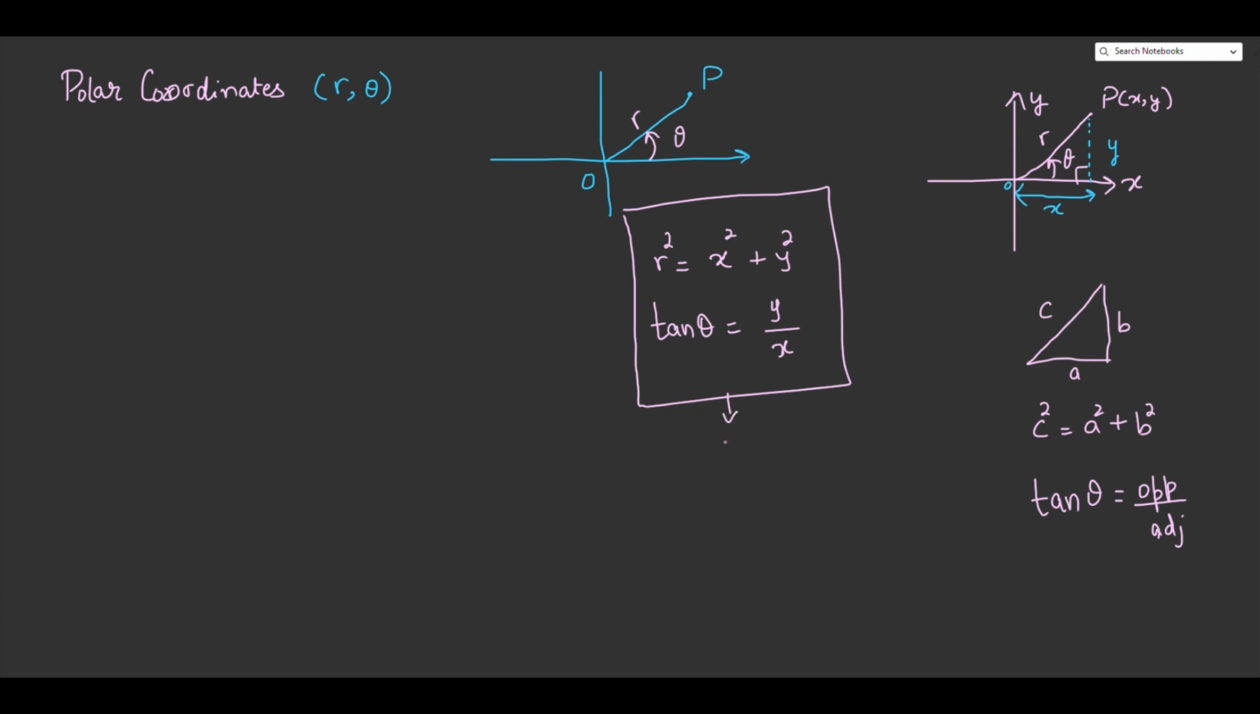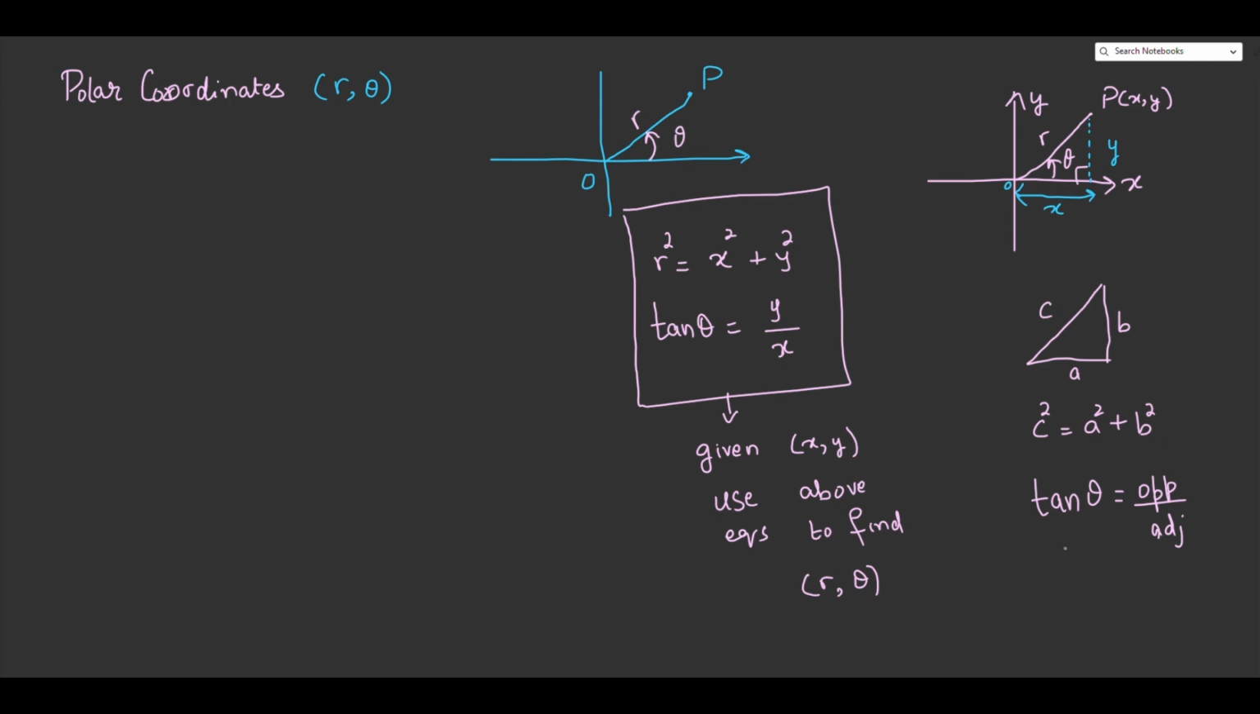What is the use of these two equations? For example, if we are given the coordinates of a point in xy, then by using these conditions, you can use the above equations to find r and theta. You can use the above equations to find the value of r and the value of theta.